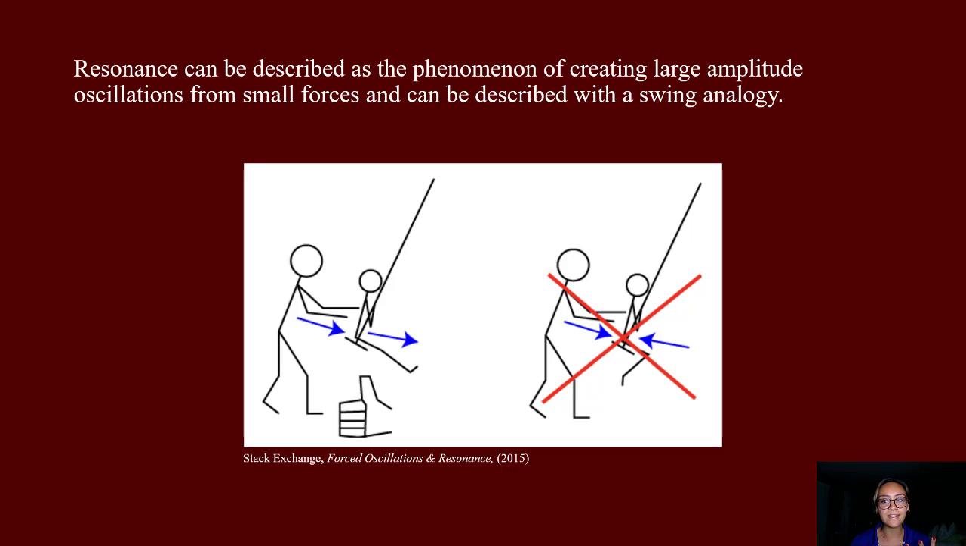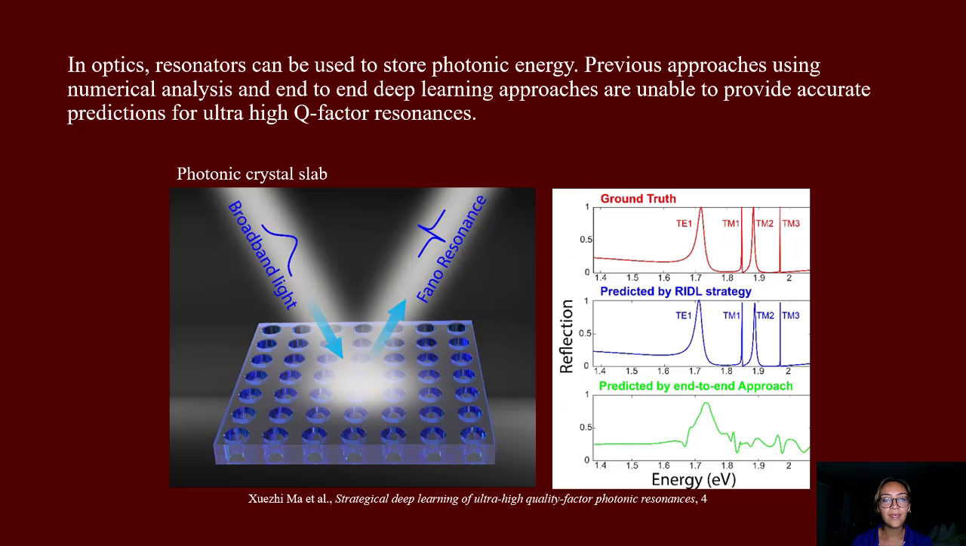In order to make that swinger go higher, you must push at the moment they are at their peak amplitude so that they will swing higher and higher. That is resonance. In optics, resonators can be used to store photonic energy. The performance of a resonator can be measured by its quality factor, or Q factor, which is the ratio of the initial energy stored in the resonator to the energy lost in one radian of the cycle of oscillation.